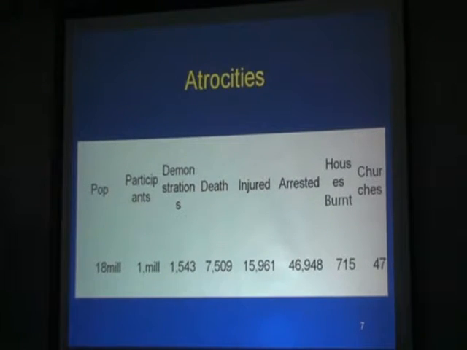Officially, 7,500 people were killed, 15,000 injured, and 46,000 arrested. But the sentences levied on them were not as strict as in the military dictatorship in Korea. Under military dictatorship, once you were accused, you had to serve at least 7 years in prison.